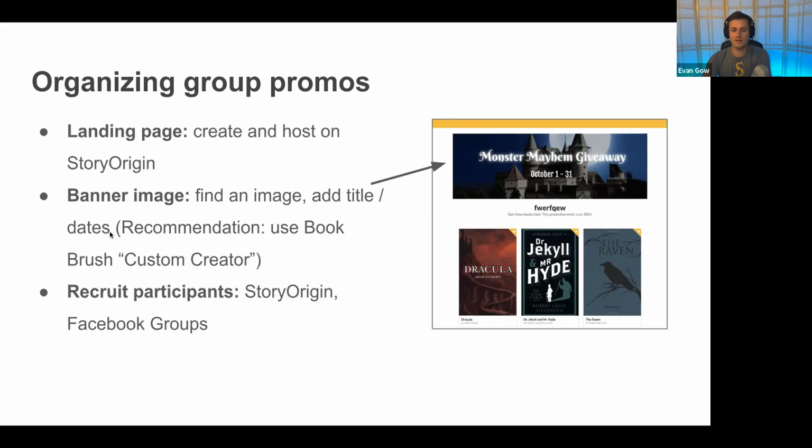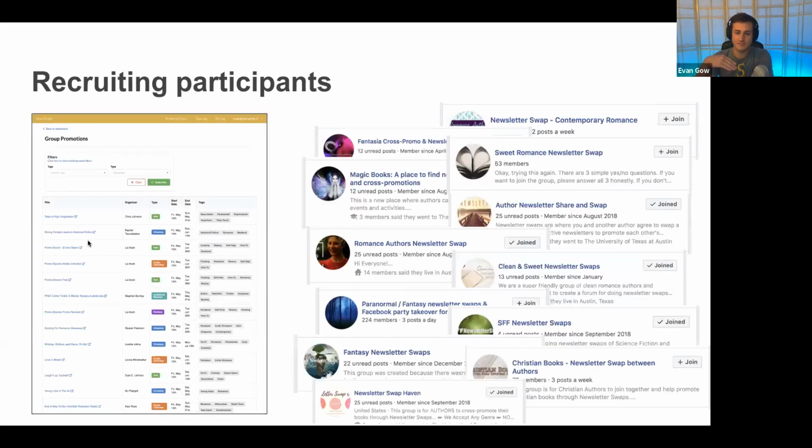The second part of organizing a group promo is recruiting participants. So on StoryOrigin, you can find a list of upcoming group promos that authors can apply to, and authors will just search through these when they have newsletters going out. And so you don't really need to do anything here. It'll just automatically be listed and authors will apply.